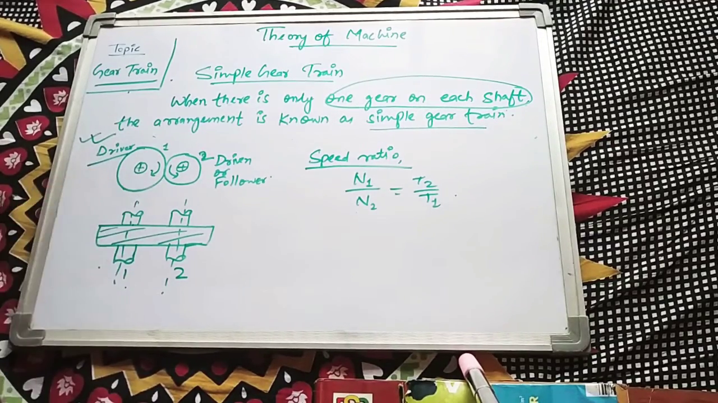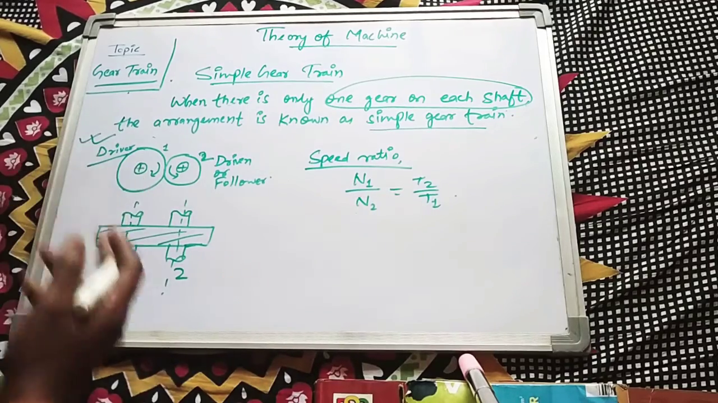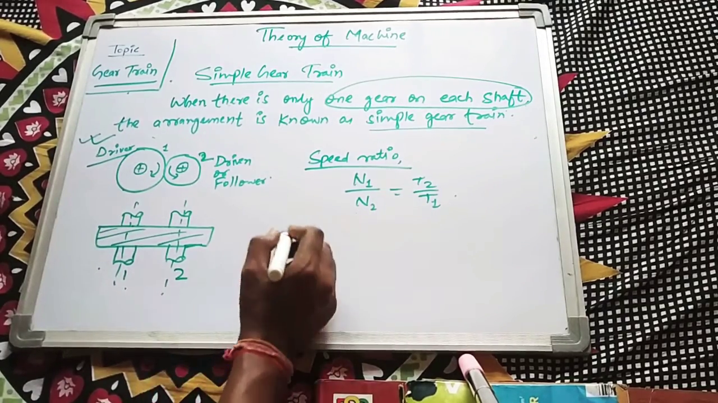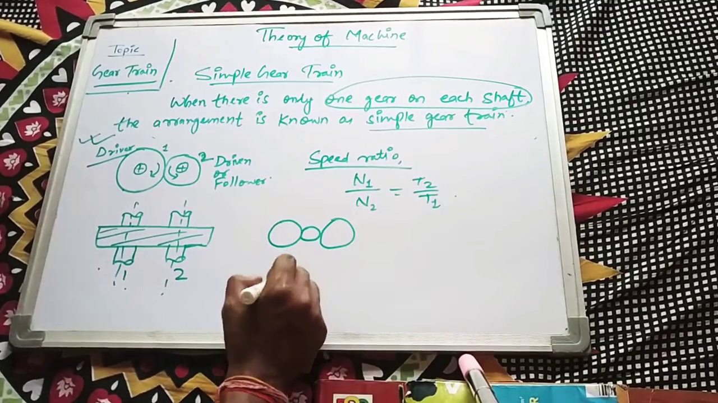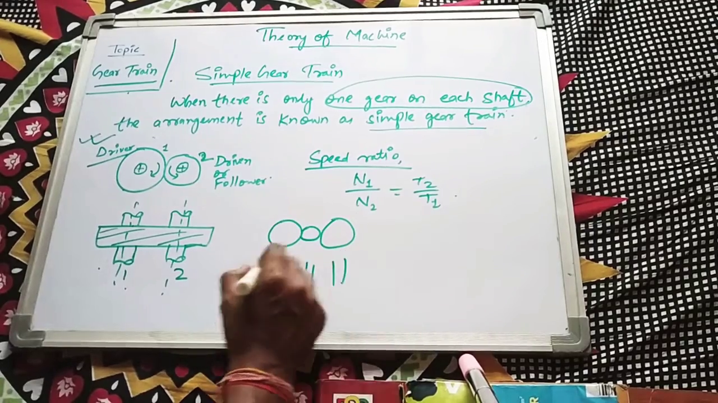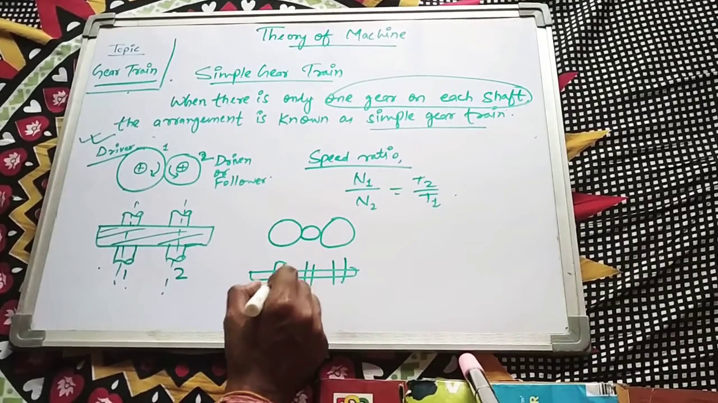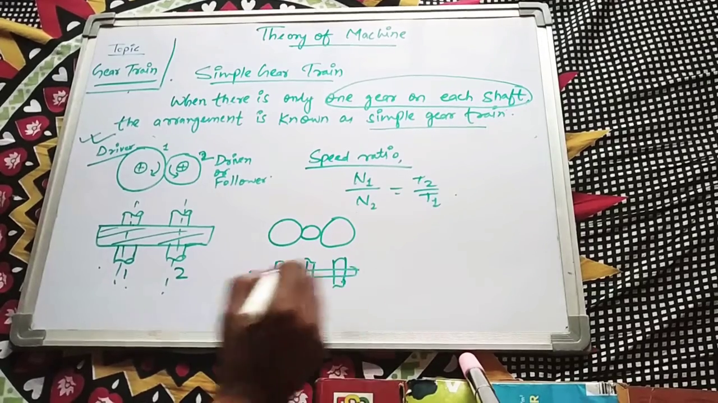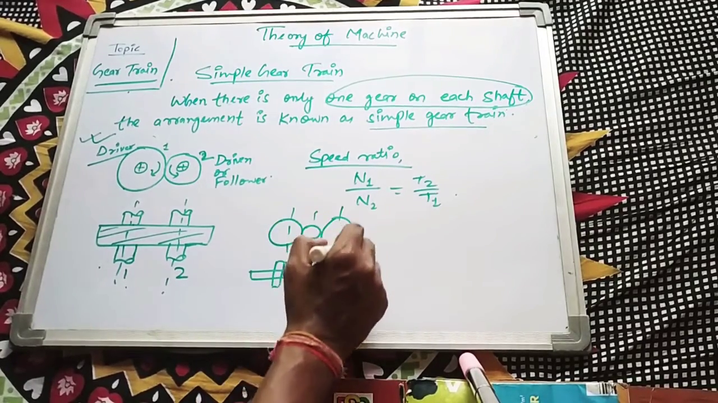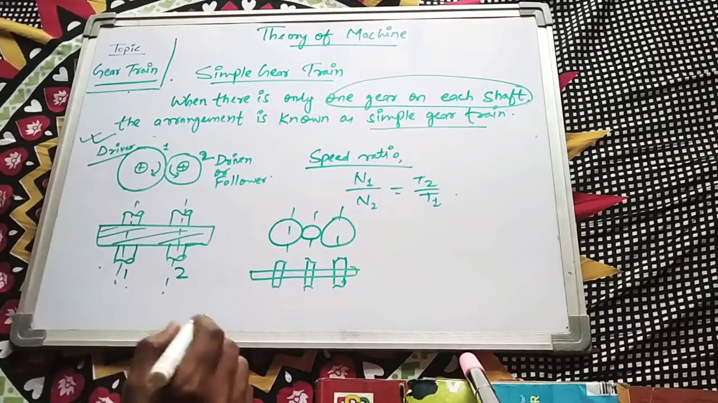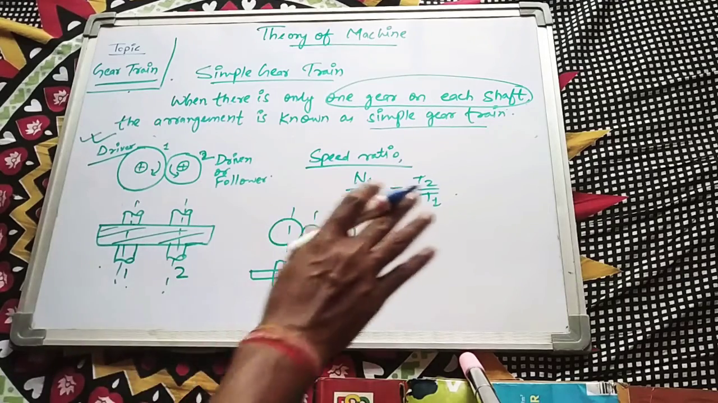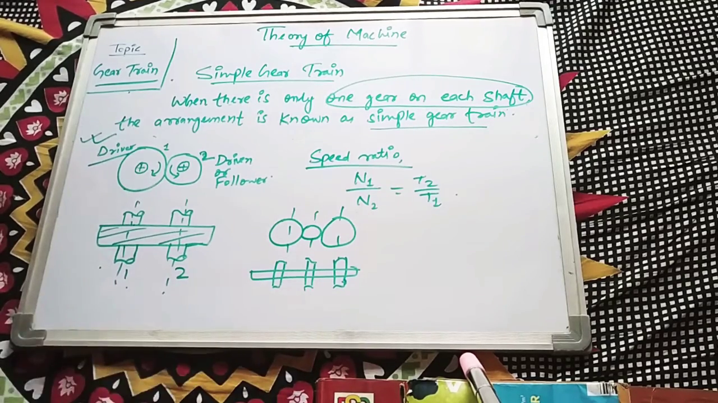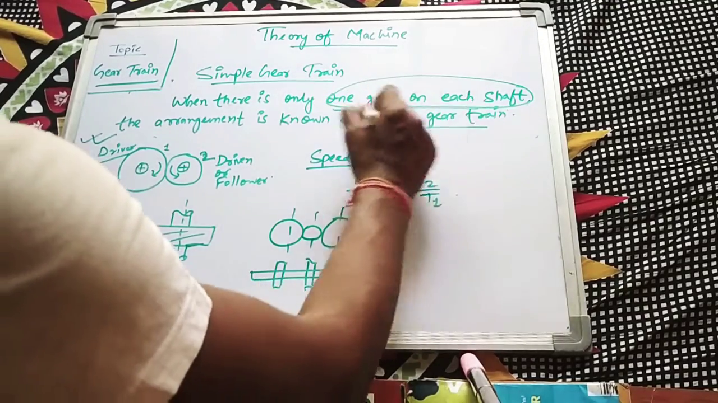Another arrangement is also possible for a simple gear train. If there are three gears and each gear has its own single shaft, that is also a possible case of a simple gear train. The main condition for a simple gear train is that each shaft should have one gear. That is the prime condition. The number of gears is not limited to 2 or 3; it can be any number. But the main condition is one gear on each shaft.